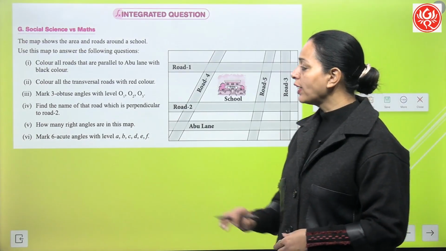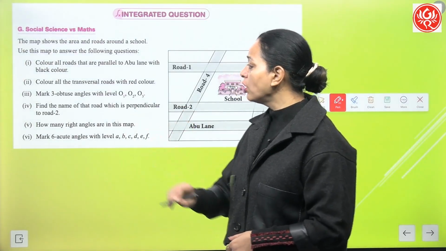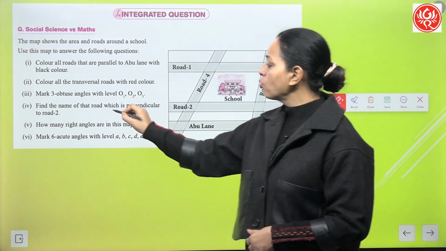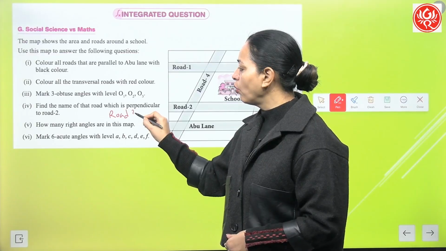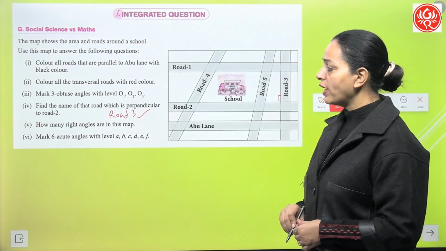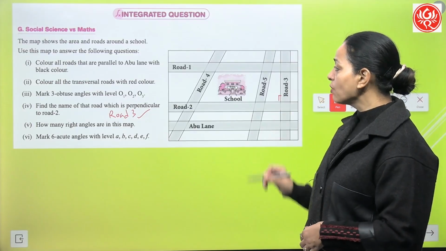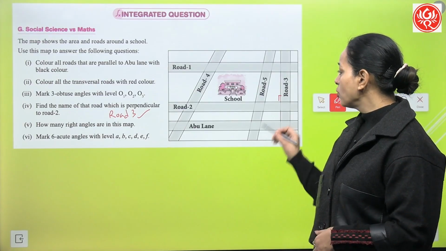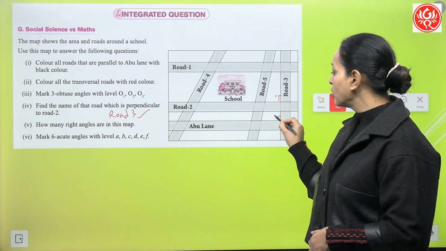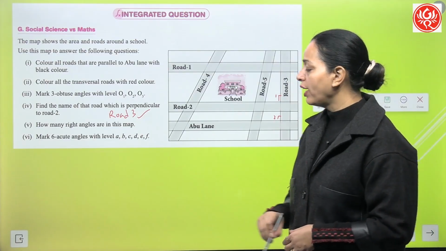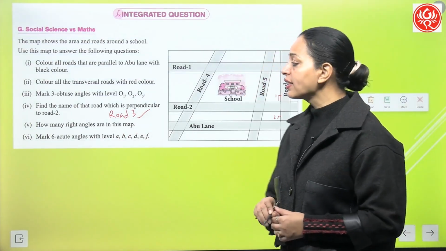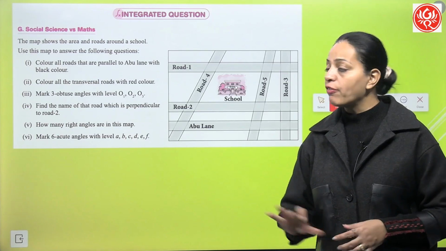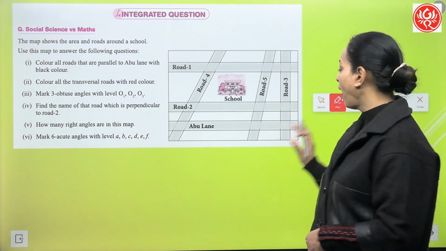Now the fourth one, find the name of that road which is perpendicular to road 2. So road 2 is perpendicular to road 3, right? So the answer is road 3, okay. Now the fifth one, how many right angles are in this map? Just find out the number of right angles, means 90 degrees. So here this is 1 like this and this is 2. So like this, find out, okay. And similarly, sixth one, mark 6 acute angles with labels A, B, C, D, E and F. So just find out 6 acute angles, right?